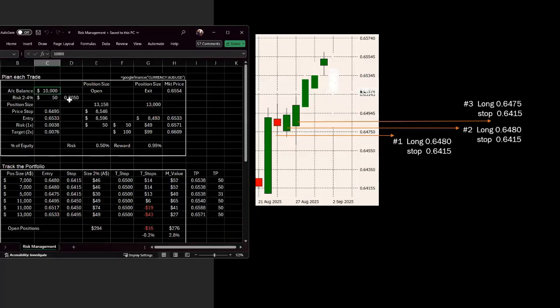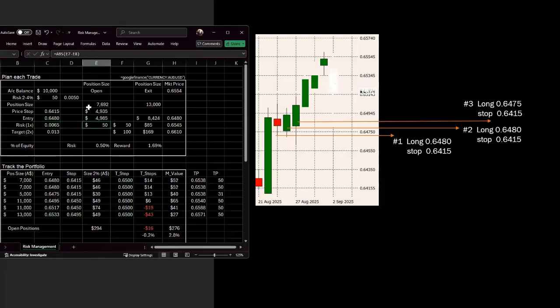So we'll start out our first trade with a 0.5% risk, which means it's $50. And our price stop is at, let's say, in this case, 0.6415, right? And our entry is at 0.6480, right? So on a 1:1, that's a risk of 65 pips. Now in this current scenario, let's take the safe case and do a risk-reward ratio of just 1.